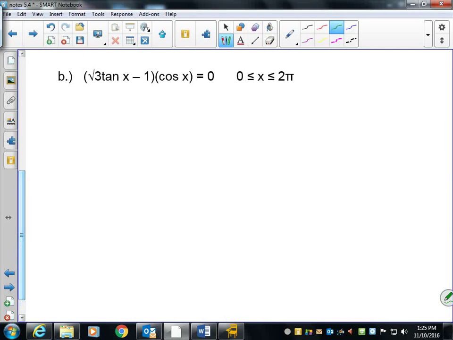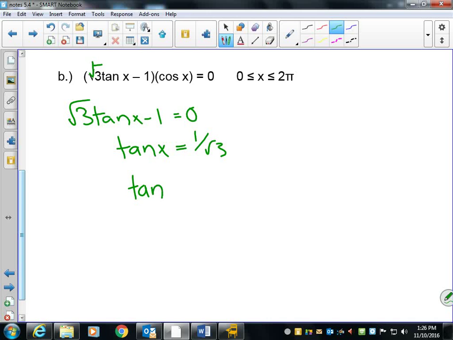So this next one is root 3 tan x minus 1 times cos x equals 0 from 0 to 2 pi. So what do you do if it's factored like that? You set each factor to 0, and we solve. So we add 1, divide by root 3. So we get tan x equals 1 over root 3, which is just tan x equals root 3 over 3, because we have to rationalize that denominator. And the other one is just cos x equals 0. So where's tan x equal to root 3 over 3?